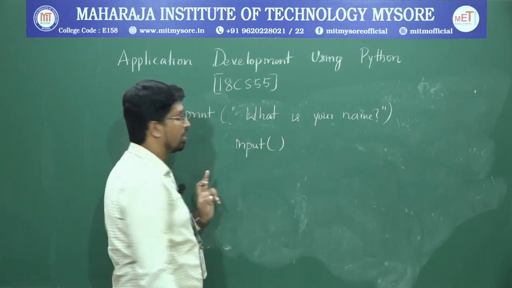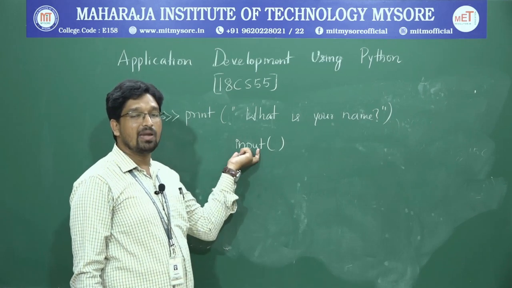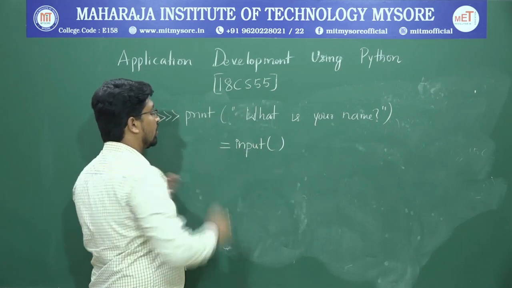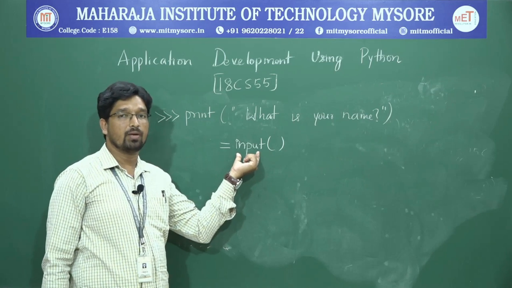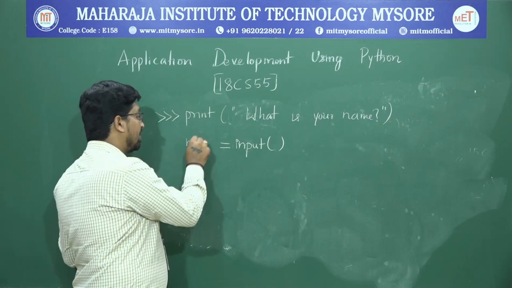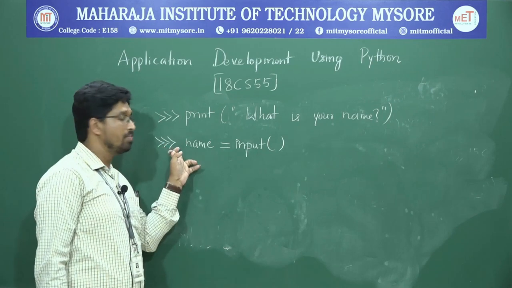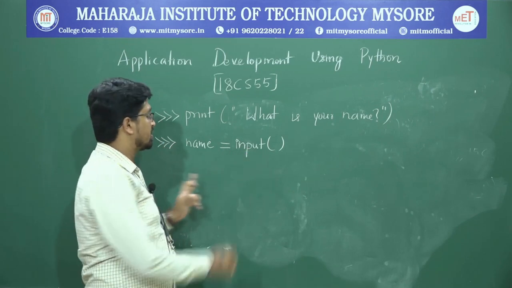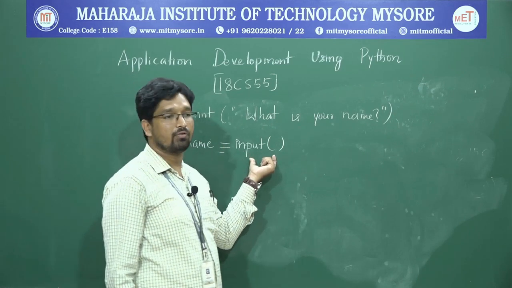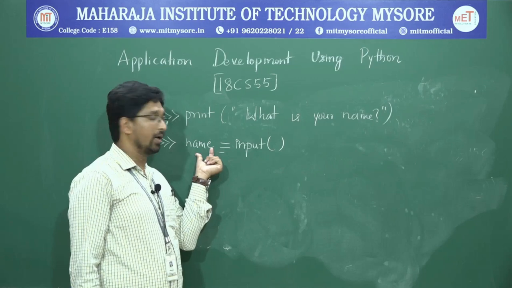So input function, what will it do? Input function will wait for the input. Whenever the input function is executed, your interpreter will wait for the user input, and whenever it receives user input, it will automatically be stored in a variable. It should be stored in a variable. So again I have a prompt, name is equal to input. This is called assignment. Here whatever data we receive from the input function will be stored in a variable called name.